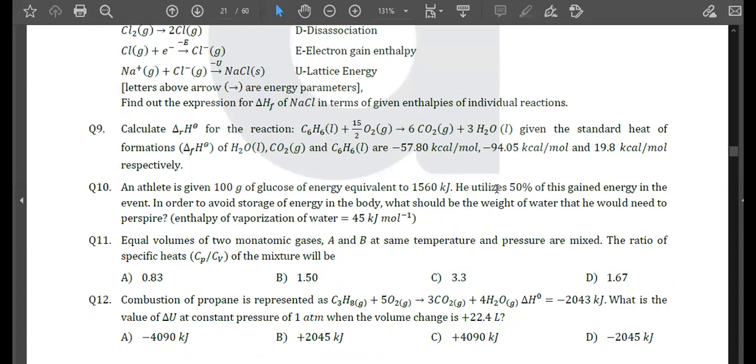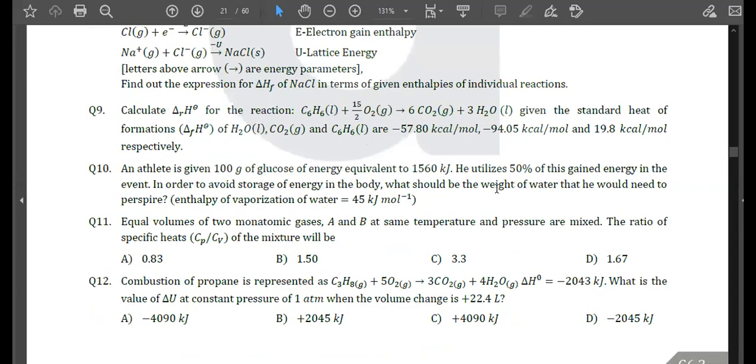Now 10 to 12. Any doubts? Question number 10 to 12. Tell me. 10, 11. Okay, so let's see question number 10 first.